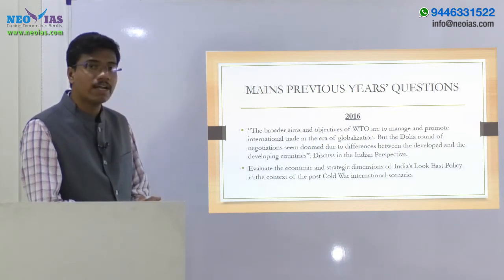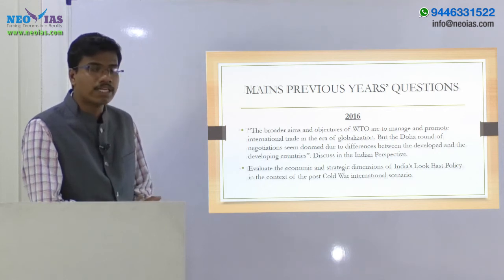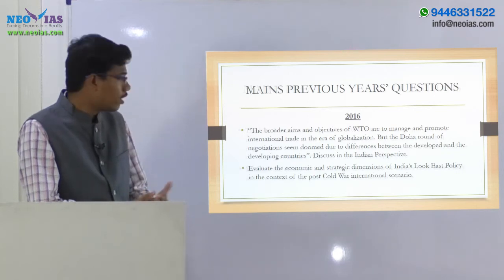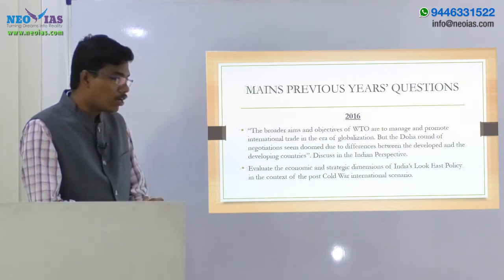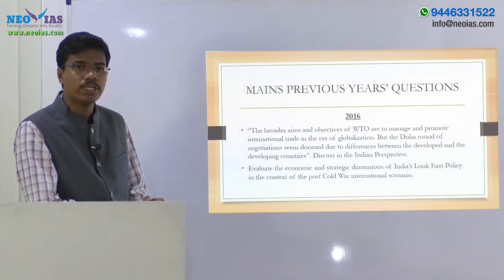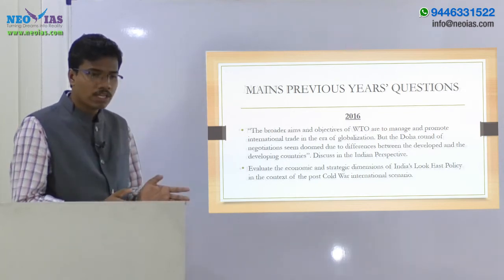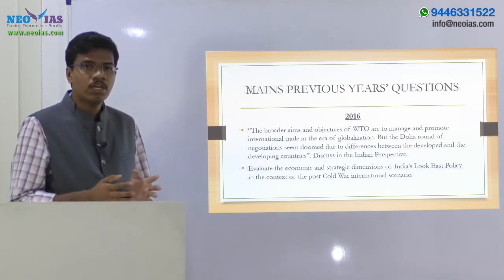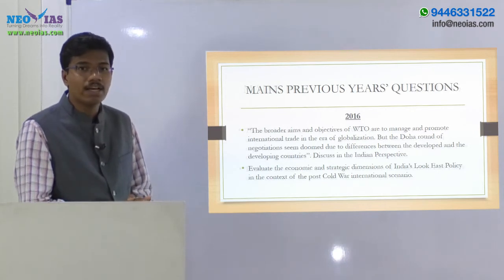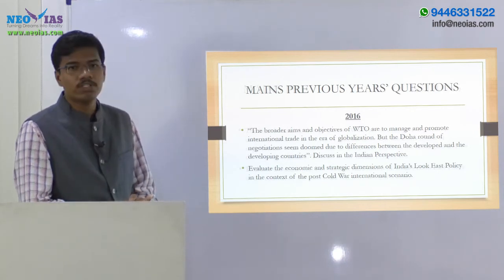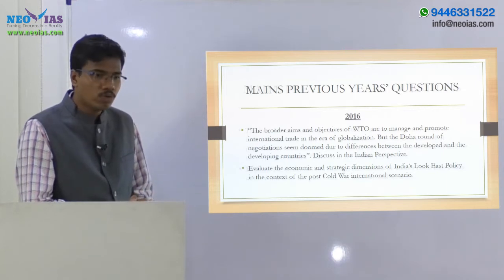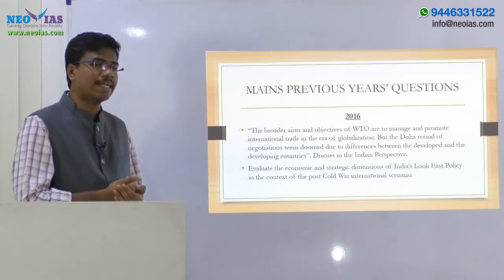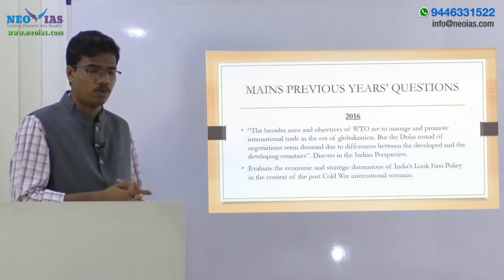So first you should start with what was the reason to introduce the Look East policy after the end of the Cold War era, and what was the economic relations under the Look East policy, and now we have announced the Act East policy. So there is a new strategic dimension being added to the Look East policy, and what is the reason for this? Basically, the main rationale behind the induction of an Act East policy was the rise of China. So you need to mention about the various phases of the Look East policy, why there was a strategic angle that is being added to the Look East policy at all.